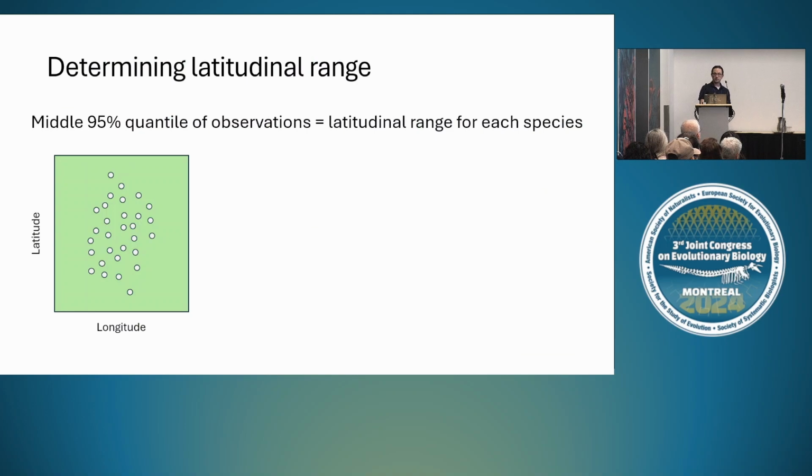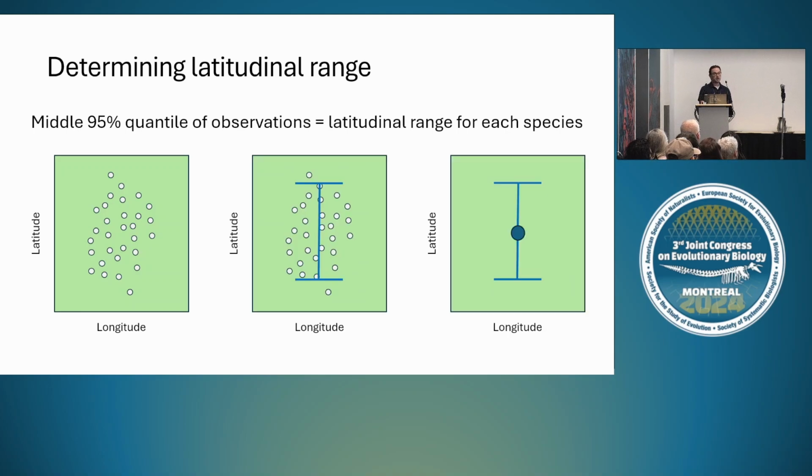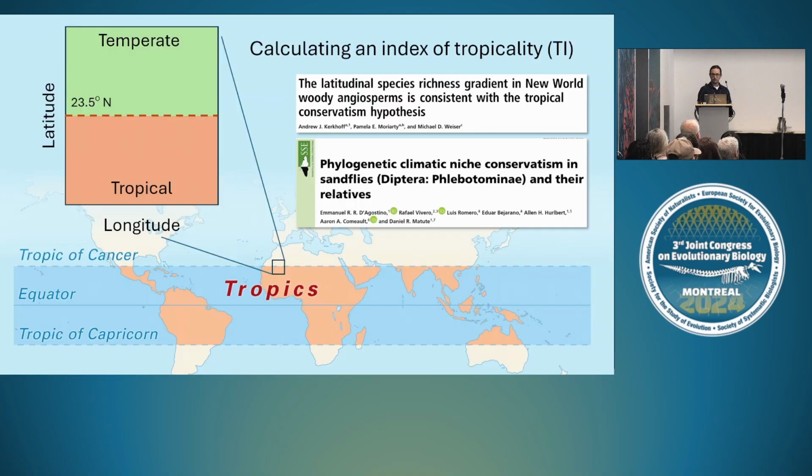Once we finished filtering the observation data, we used the remaining observations to estimate the latitudinal range for each of the species. We took the middle 95% quantile range as the latitudinal range and the median as its centroid. We used these latitudinal ranges to calculate an index of tropicality for each species by adapting a method pioneered by Kirchhoff, and one which our lab has used previously in a study on sandflies.